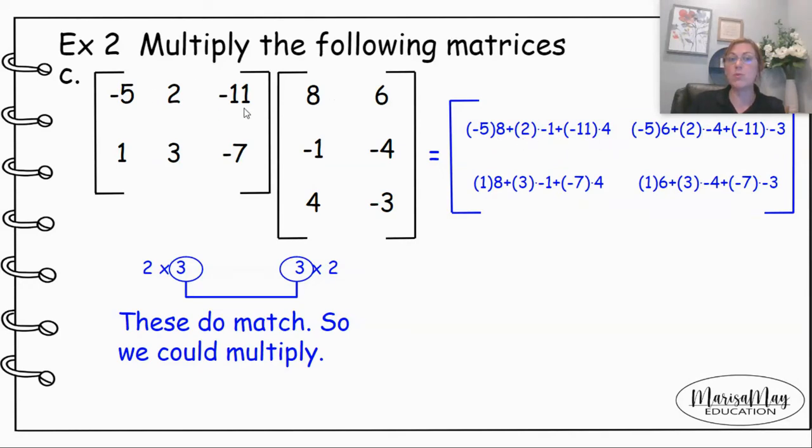Then I'm going to do row 1, column 2. That's where I got the negative 5 times 6, the 2 times negative 4, the negative 11 times negative 3. Then I'm going to do the row 2, column 1. So that's where I got the 1 times 8, the 3 times negative 1, the negative 7 times 4. Then I'm going to do row 2, column 2. That's where I got 1 times 6, 3 times negative 4, negative 7 times negative 3.